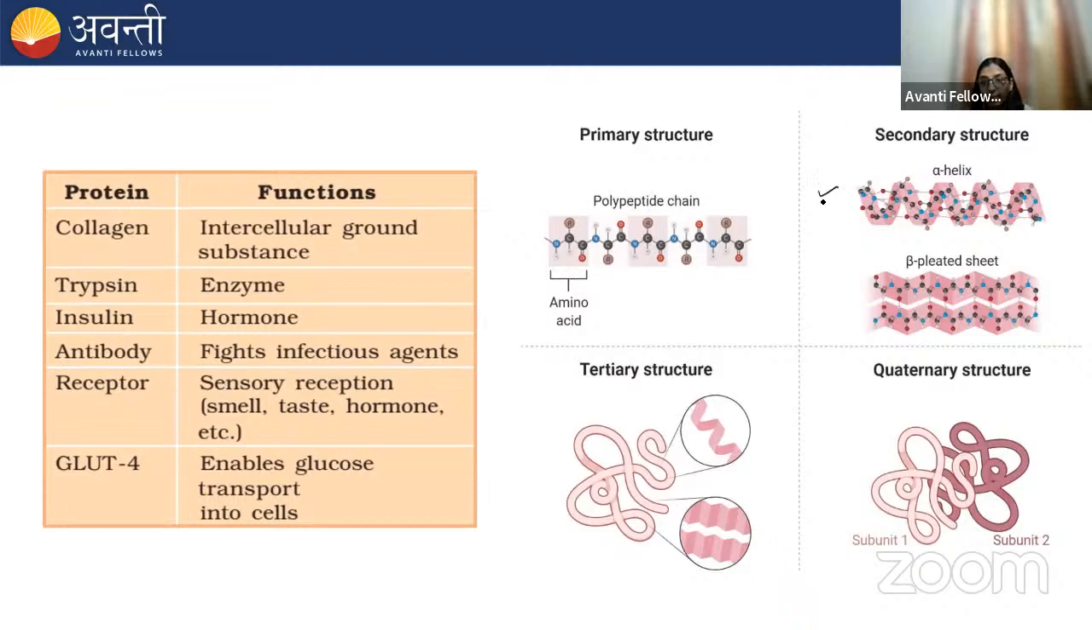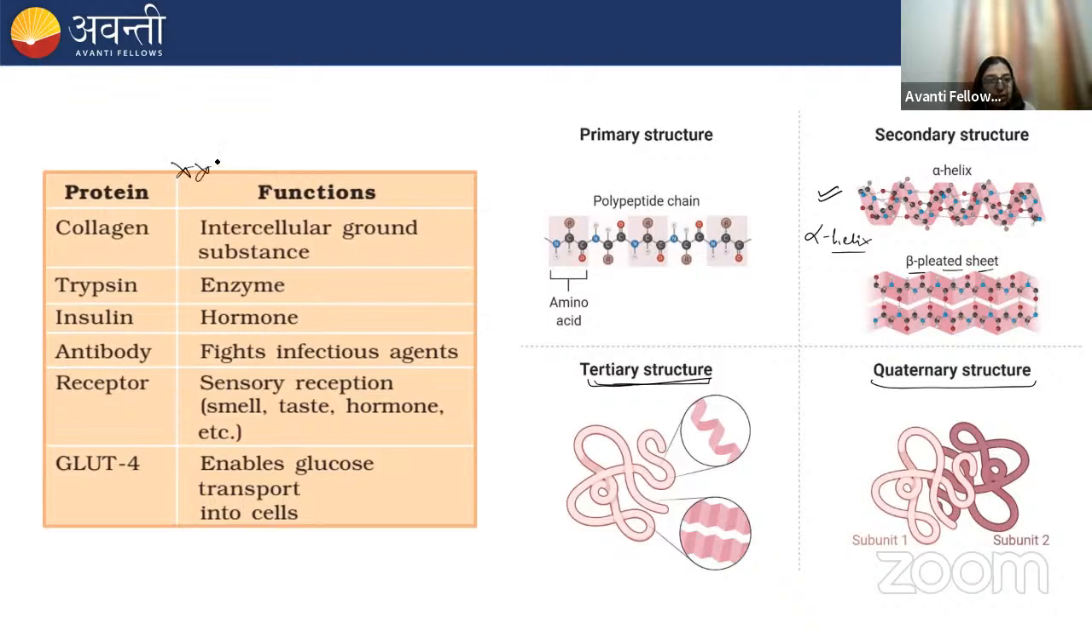Secondary structure has the alpha helix structure, the helical structure, and the beta pleated sheet. Tertiary structure is when the protein has a three-dimensional structure, and the tertiary structure is very important for the biological activity of the enzyme. Quaternary structure is when more than one polypeptide is present as a subunit, like hemoglobin. Hemoglobin is a quaternary structure. It has two alpha chains and two beta chains.